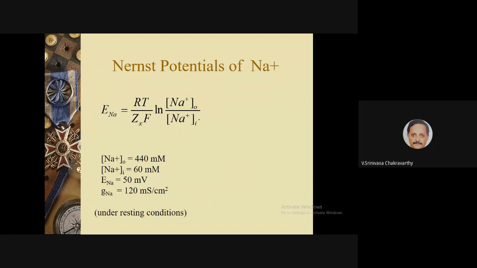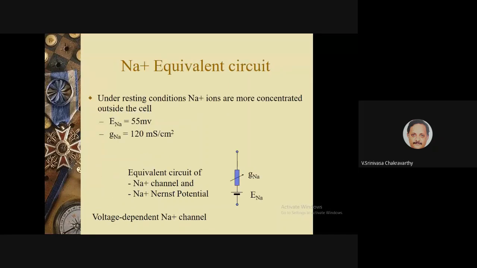Similarly, for sodium, like I said, sodium is high outside and low inside. So it is 450 millimolar outside and 60 millimolar inside. So if you plug these values here, you get ENa equal to 50 millivolts, and a typical value of the sodium conductance is 120 millisiemens per centimeter square. So therefore, the equivalent circuit of sodium can also be given like this with these values.